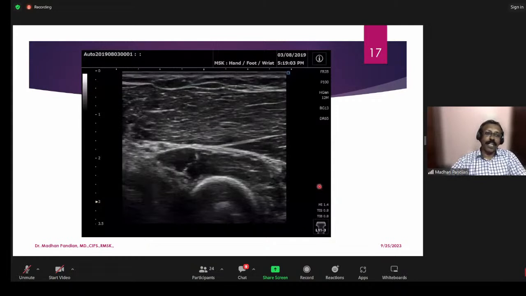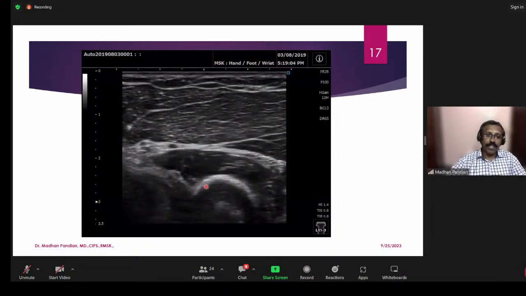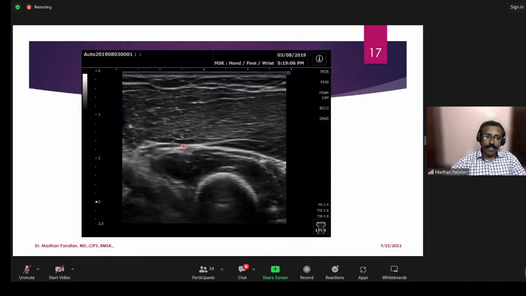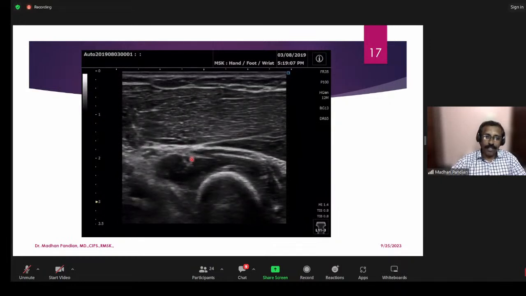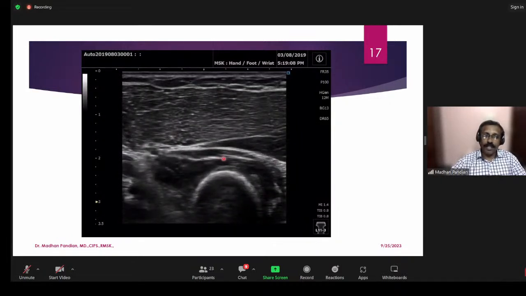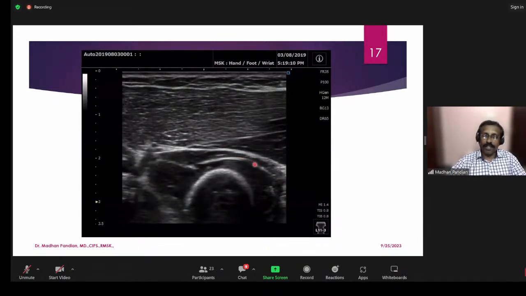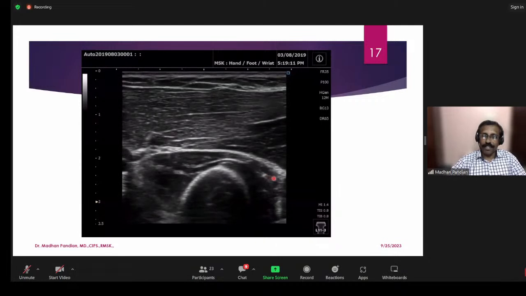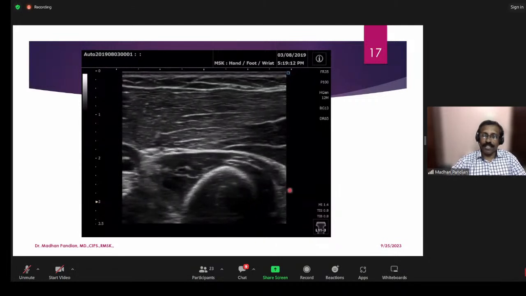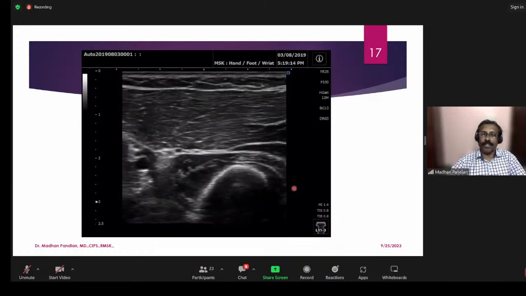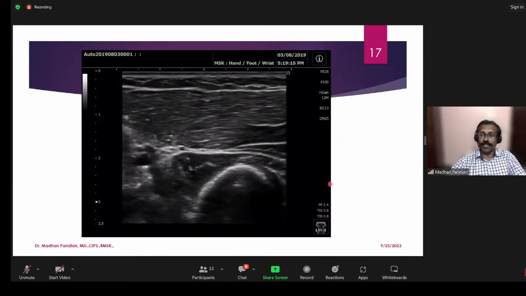This is a very nice picture from a different machine. You could see the radial head, the supinator, the superficial sensory branch. That's the deep motor branch, a tubular deep motor branch. That's the exit of the nerve. And at the exit of the nerve from the supinator, it is called the posterior interosseous nerve.